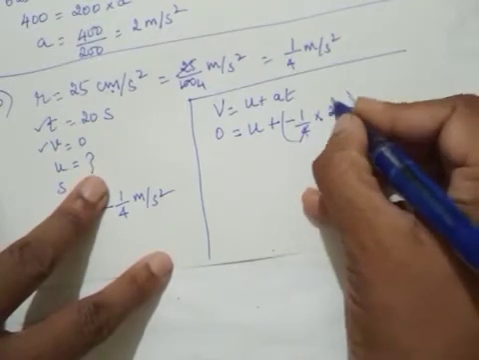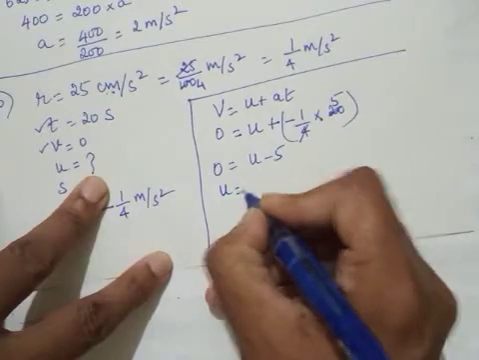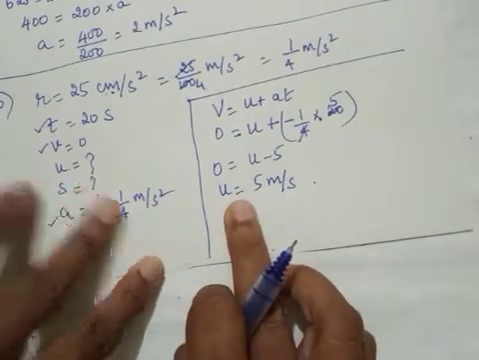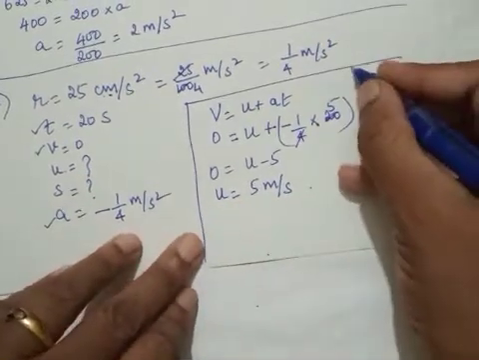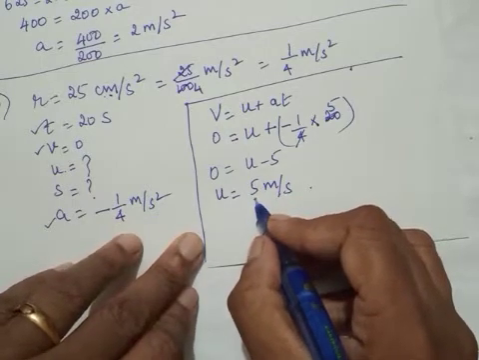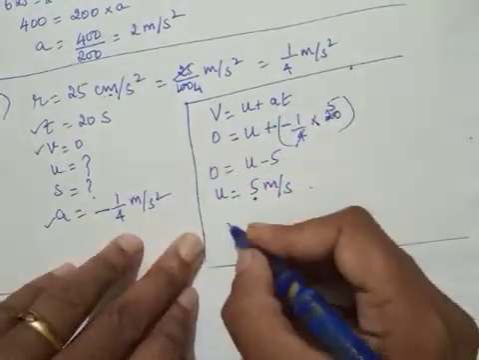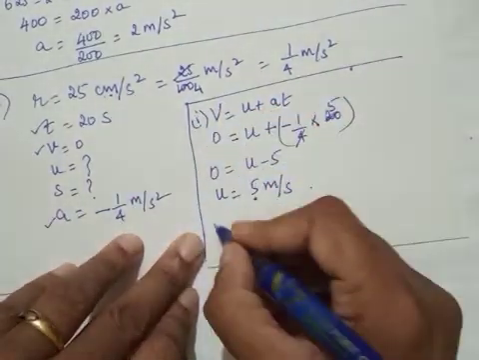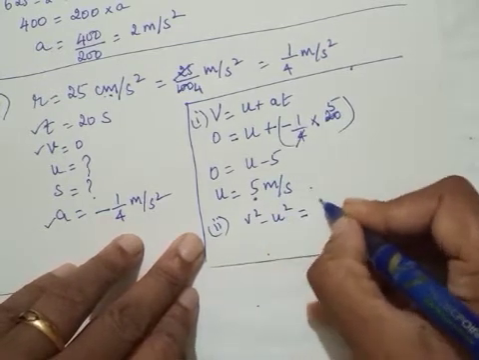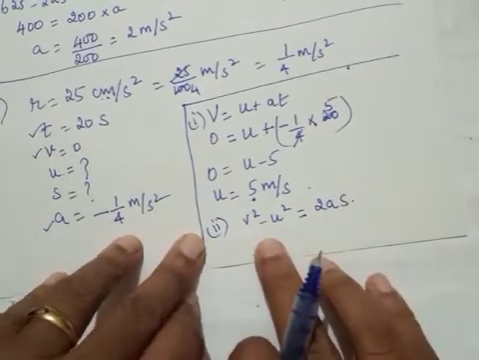Okay. So this is 5. So U minus 5 is equal to 0, or U is equal to 5 meter per second. Initial velocity is 5 meter per second. Now, after knowing U, either you can use the second equation or the third equation to find S. You can use V square minus U square is equal to 2AS, or even the second equation.